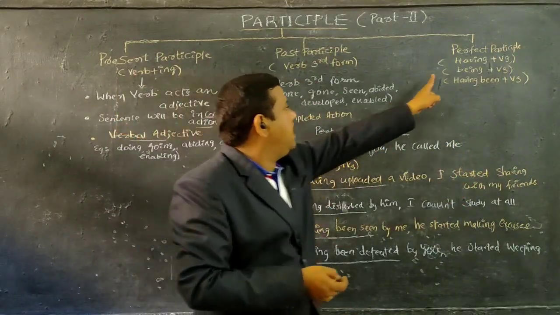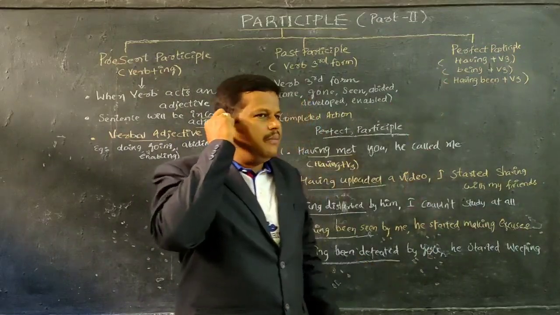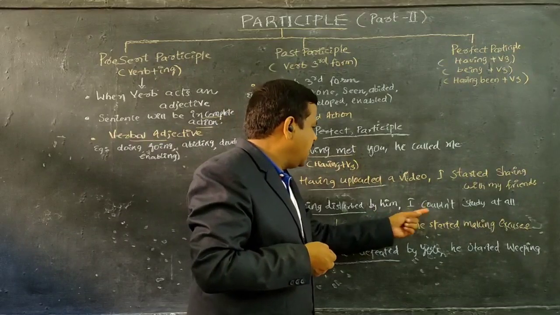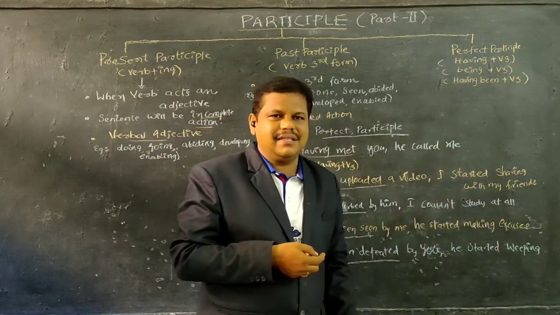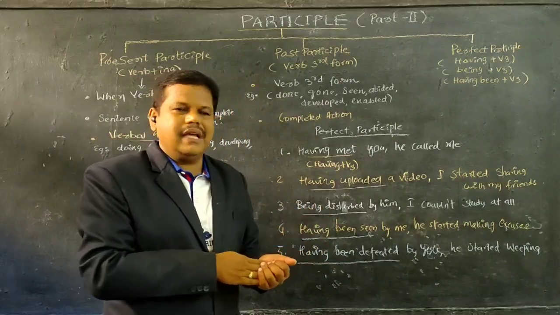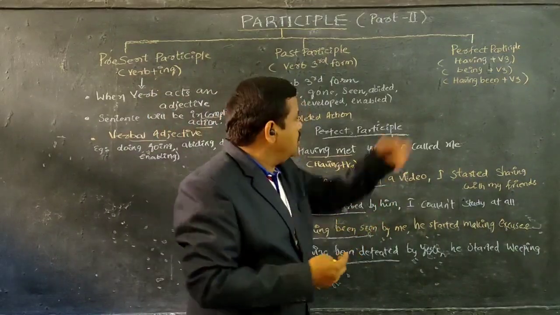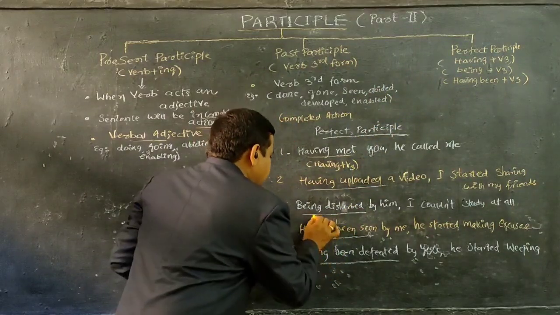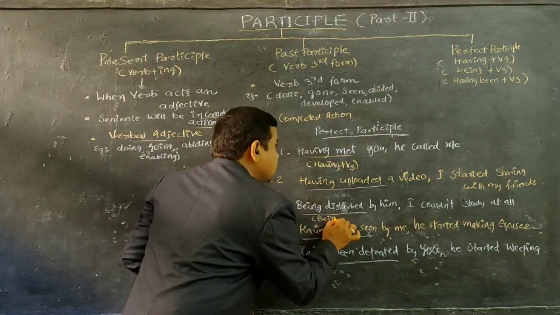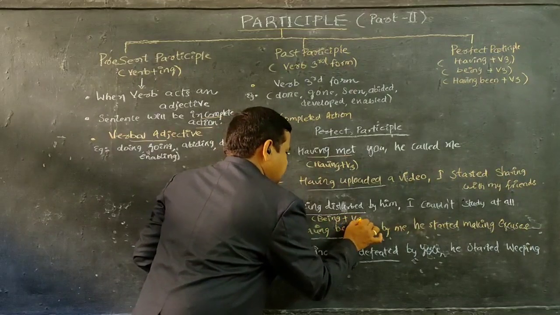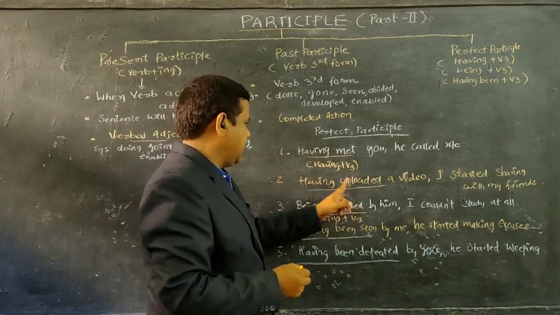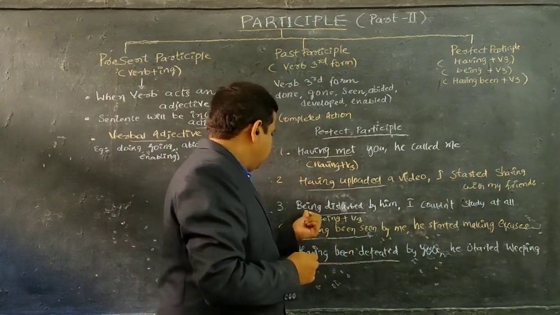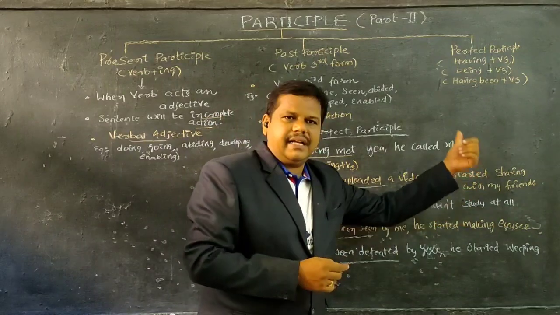Now number 3, being plus verb 3 form. Being disturbed by him, I couldn't study at all. Someone has disturbed him and he couldn't study at all. How do you write this with the perfect participle? Here you are adding being plus V3. Verb 3 is disturbed. Uploaded, met, seen, defeated are verb 3s. Being disturbed by him, I couldn't study at all.